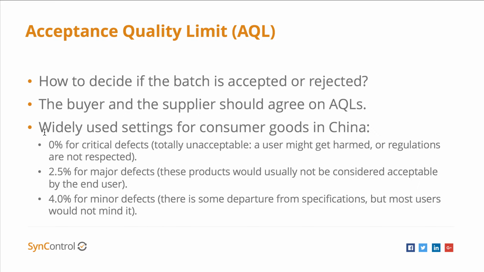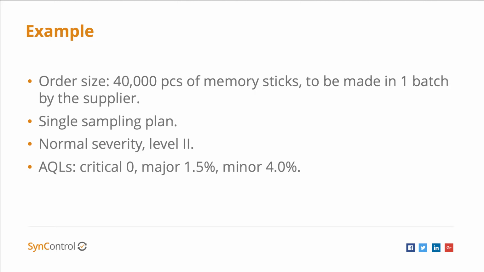There are some widely used settings for consumer goods in China and a lot of other countries also, based on 3 categories of defects: critical, major, minor. Usually these are the numbers 0, 1.5 or 2.5 and 4. Some buyers might add maybe catastrophic, or maybe incidental, might reduce the number or increase the number of categories of defects. This is not in the standard, so it's really up to you as the buyer.